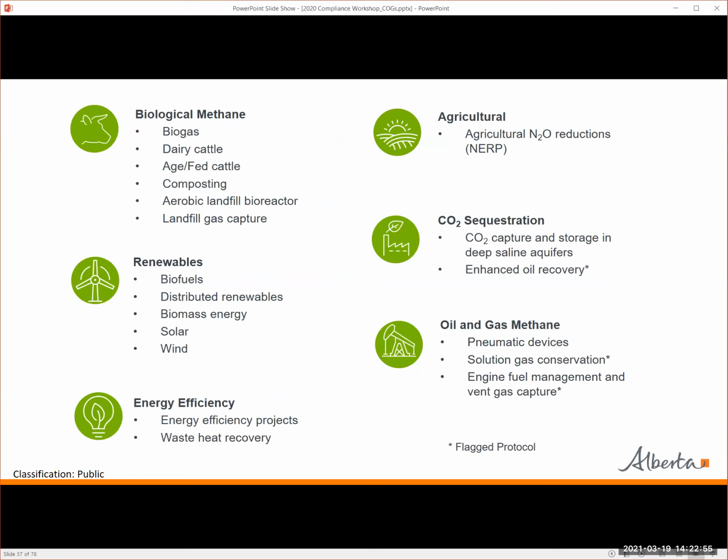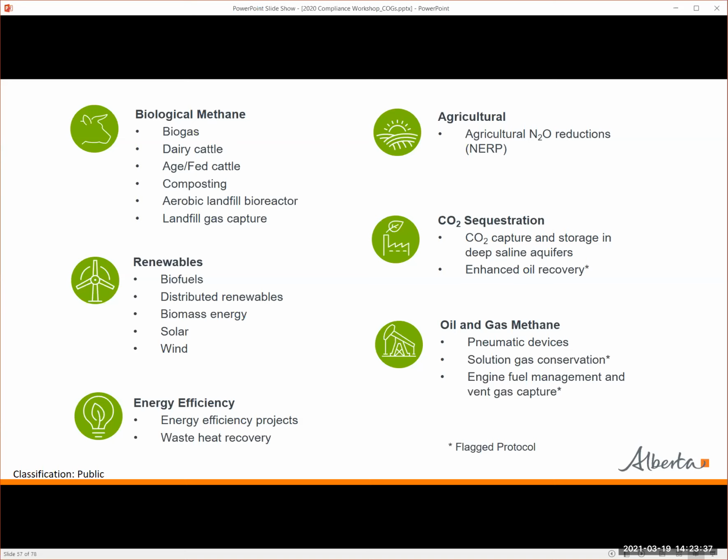So offset activities that are eligible to generate offsets have to have an approved protocol, and this is just a list of the currently approved protocols. So you can see that they cover many sectors of Alberta's economy. Of particular note to the COGS will be just the bottom right section here. We have 3 protocols: greenhouse gas emission reductions from pneumatic devices, solution gas conservation, which is currently under revision, and the engine fuel management and gas capture protocol.